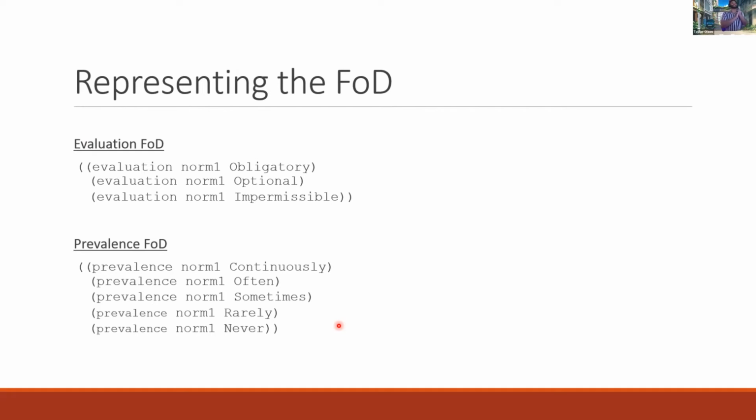So to represent the frame of discernment in this qualitative way, again, the frame of discernment is a set of all possible answers to a given question. And in this setting, the two questions are, what is the evaluation and what is the prevalence? Thus, the frame of discernment is all of the logical statements that are possible for the evaluation slot. In this case, it's the 3 qualitative deontic statuses, right? Similarly for prevalence, it's the set of all of the 5 qualitative values for prevalence from always to never.